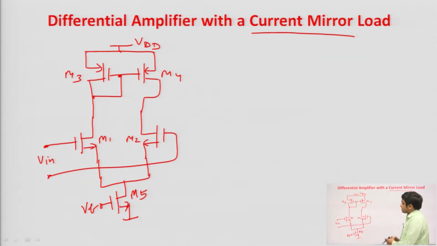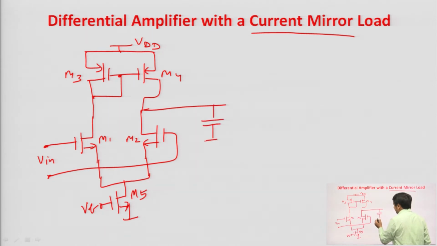Now, this is the basic structure of the differential amplifier with the current mirror load, and we are taking the output from the drain of M2 and M4. Let us say we have connected a capacitive load CL at the output, this is the Vo. Now, we have to design this differential amplifier.